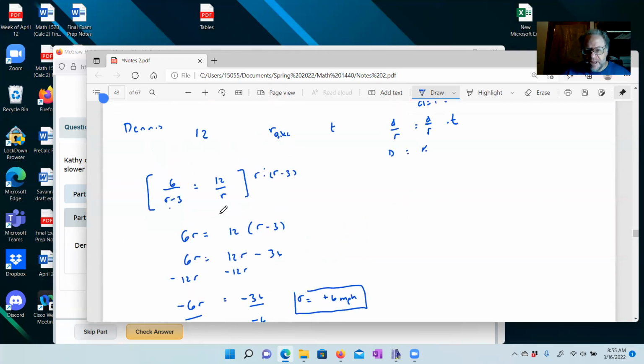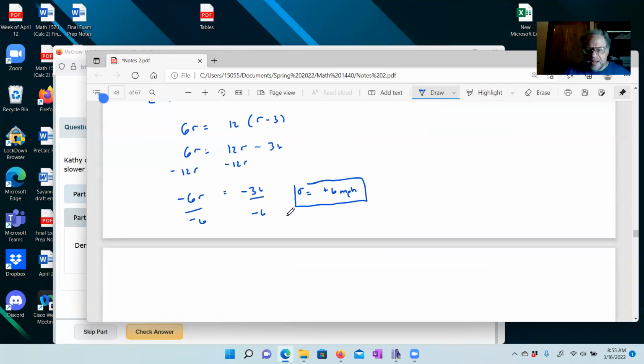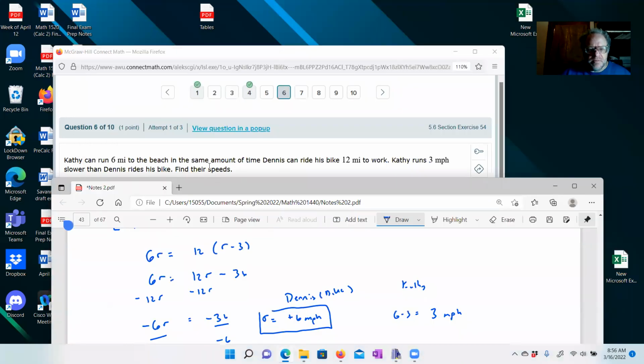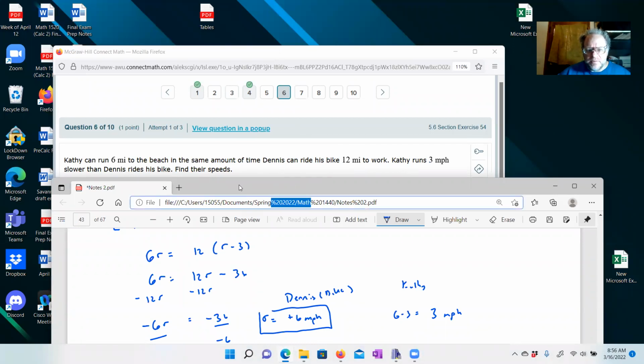All right, and that was the bike speed. So this was Dennis on the bike. And Kathy is running 3 miles per hour, 6 minus 3, 3 miles per hour. It's like my speed of running. So she's running 3 miles per hour, and he is doing 6 miles per hour. It looks like it takes both 2 hours to get to their destinations here.